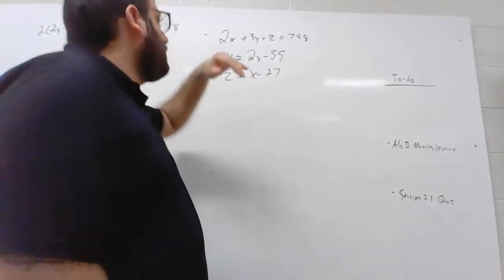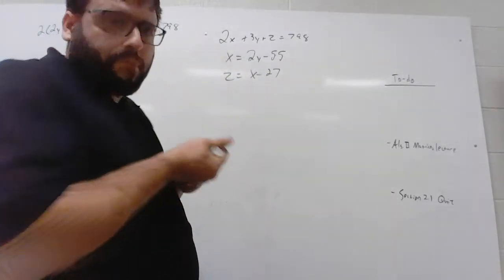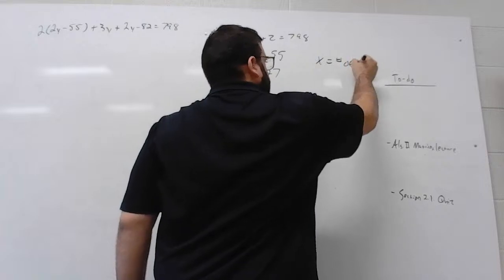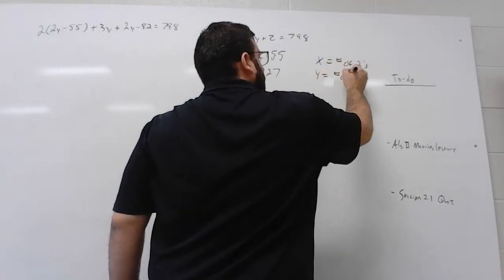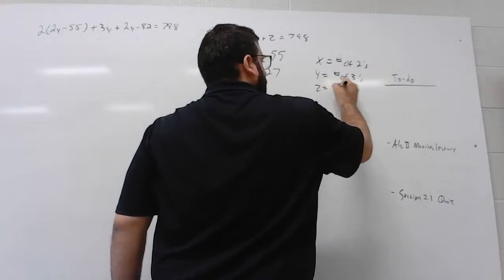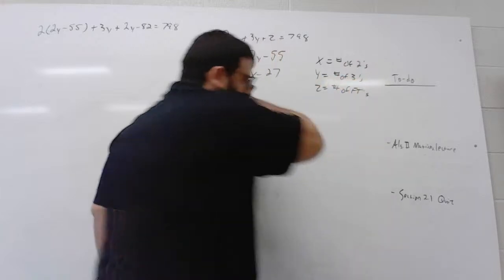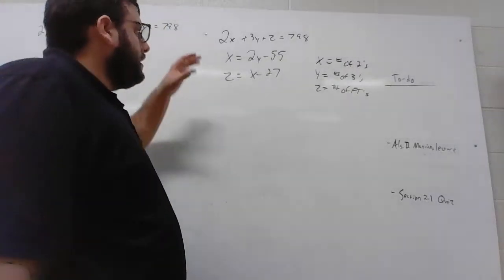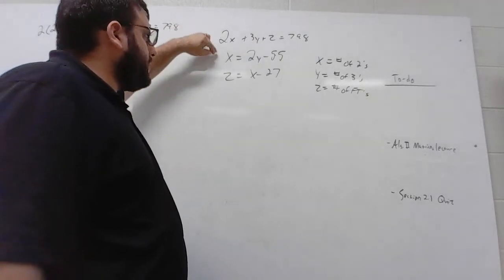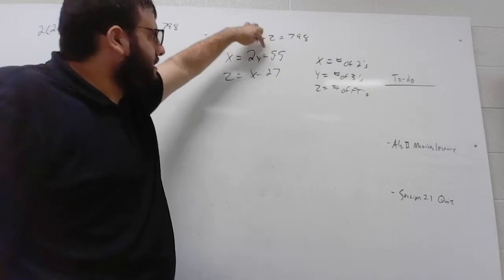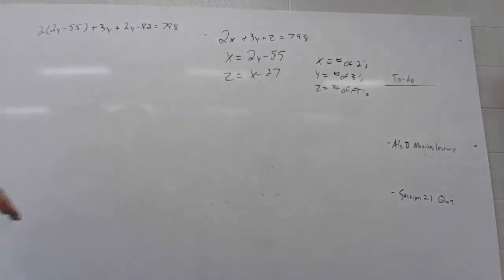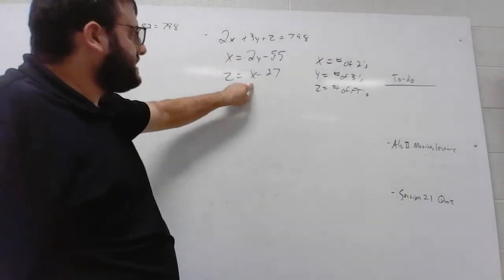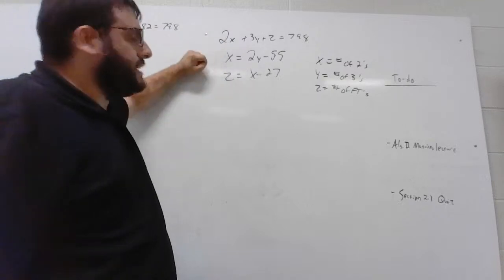But it also gives us the number of two-pointers that she made. Which, by the way, before I go any further, let's label our variables. We're going to let x be the number of two-pointers, y be the number of three-pointers, and z be the number of free throws. Okay. So the problem also tells us that the number of two-pointers that she made was 55 less than double the number of three-pointers that she made. And it also tells us that the number of free throws that she made was 27 less than the number of two-pointers that she made.